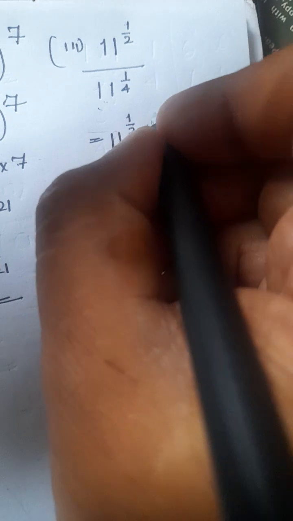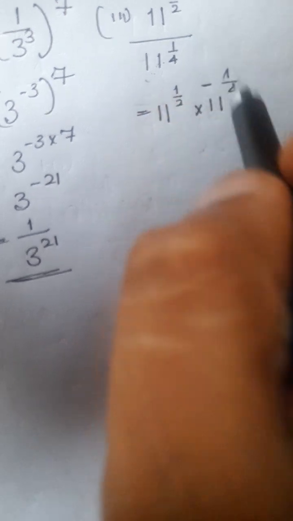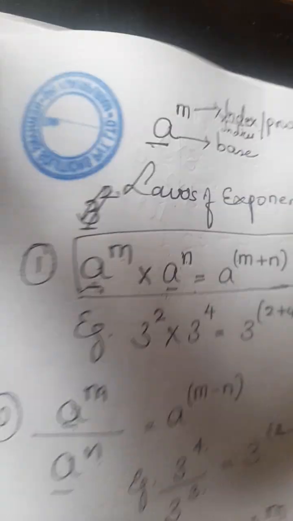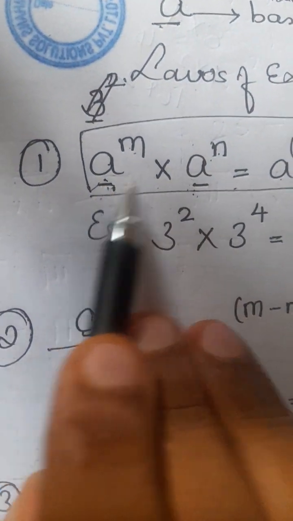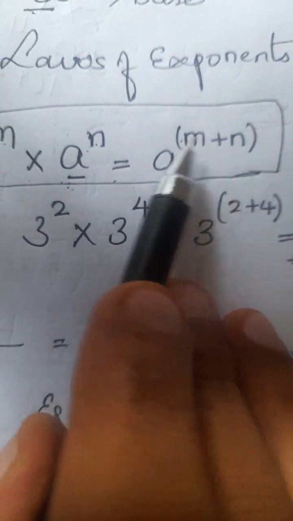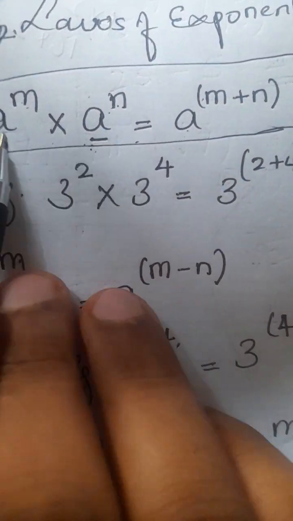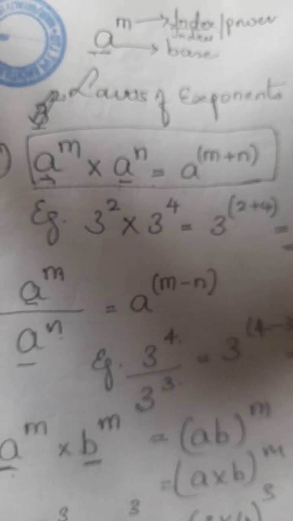Here it will come as minus, because this has come to the top. This has come from the denominator to the numerator, so the sign becomes minus. Now, according to what we have learned, a to the power m and a to the power n, if the bases are the same, then the indices are added. Bases are the same, indices are added. So the same rule I will apply now.